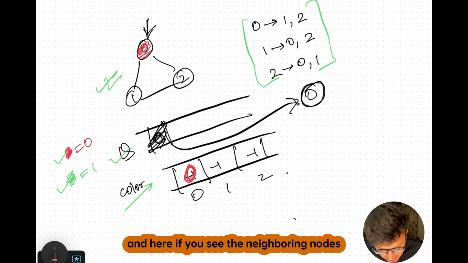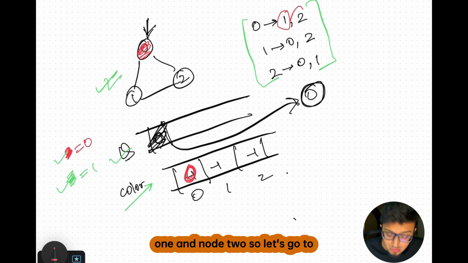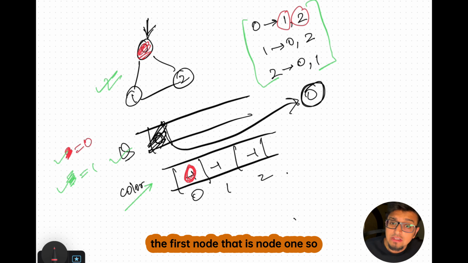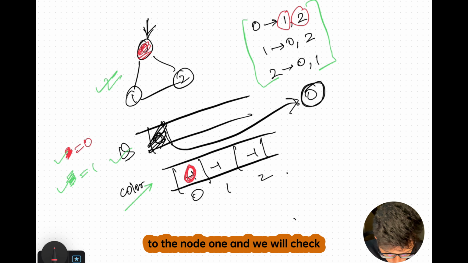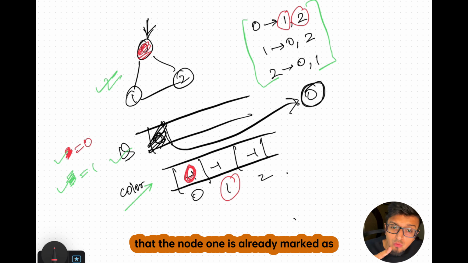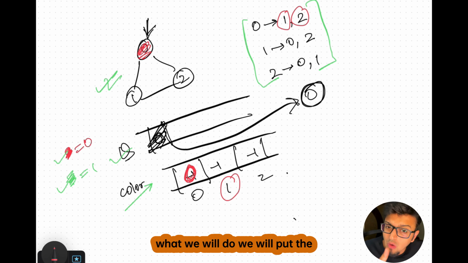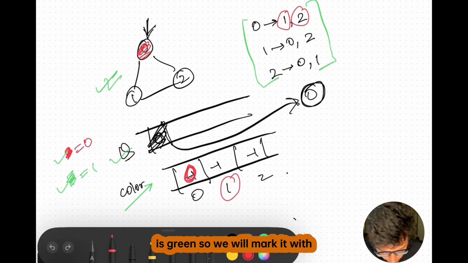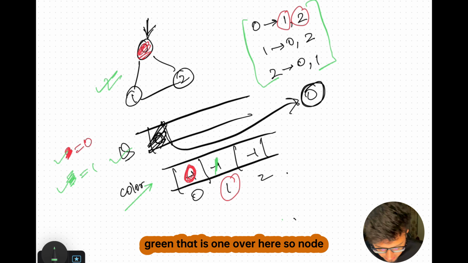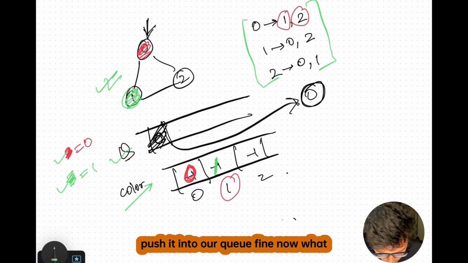And here if you see, the neighboring nodes of the node 0 is nothing but node 1 and node 2. So let's go to the first node, that is node 1. Here if you look carefully, we will go to the node 1 and we will check that the node 1 is already marked as -1, means it is not colored. So what we will do, we will put the opposite color of the node 0 and that is green. So we will mark it with green, that is 1 over here. So node 1 is marked with green and we will push it into our queue.